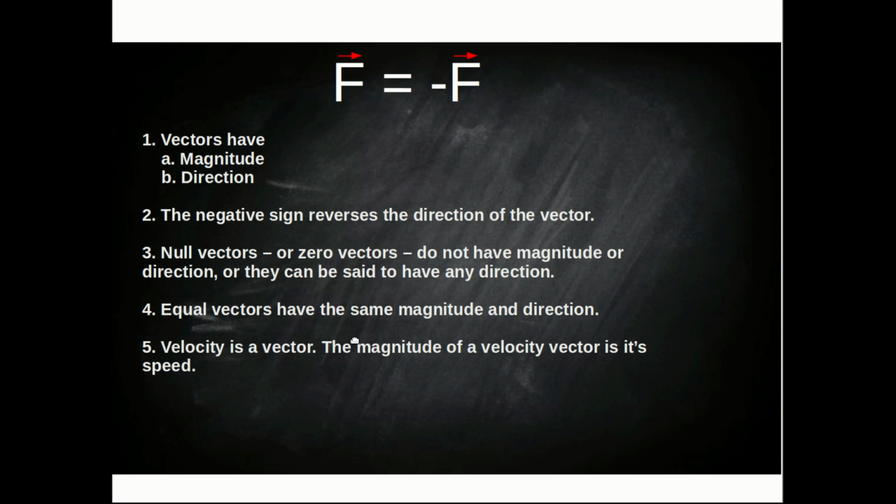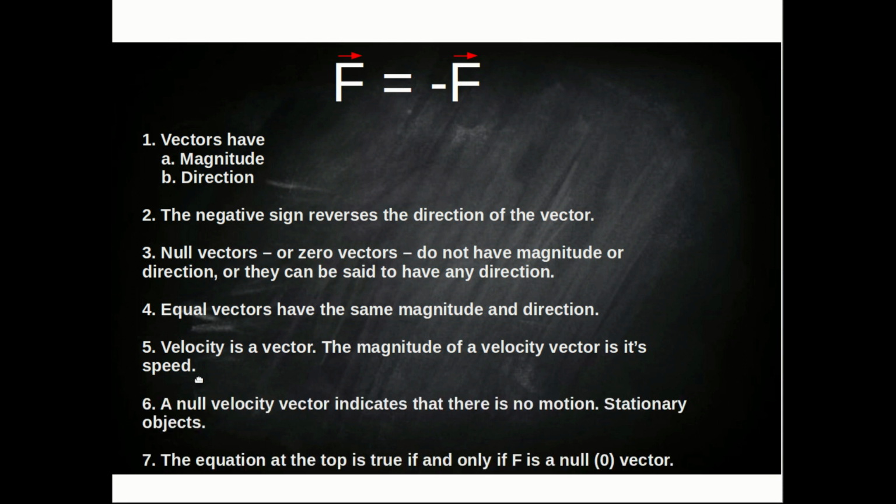We can represent velocity as a vector. Something in motion has velocity, right? The magnitude of a velocity vector is its speed. So the length of it represents its speed. And when we have a null velocity vector, it's when something comes to a stop. The equation is at the top. This equation that's below the board is true if and only if you have this as a null vector.